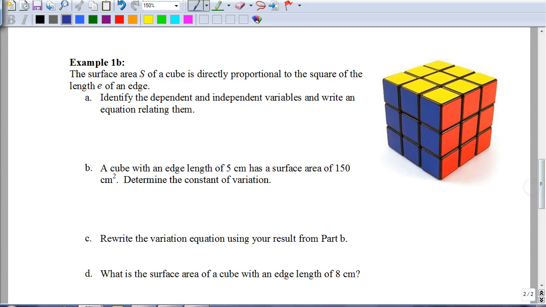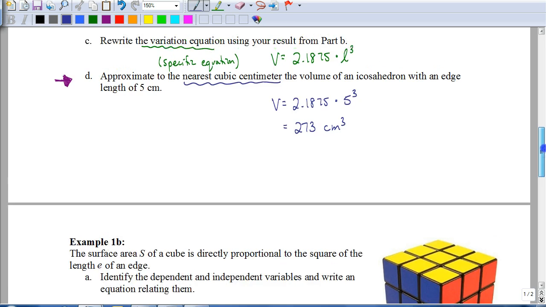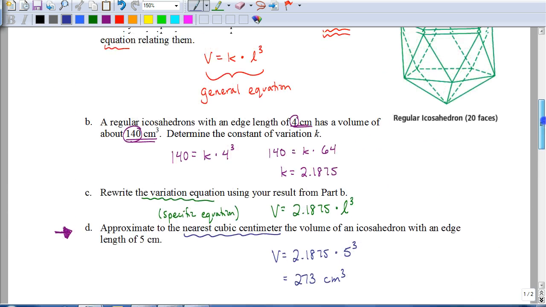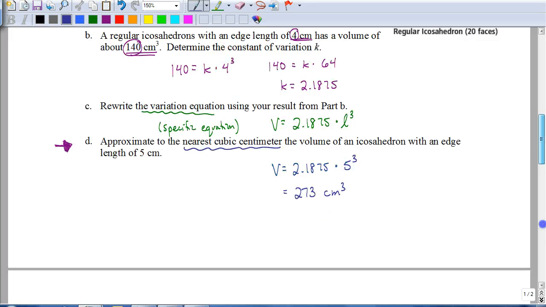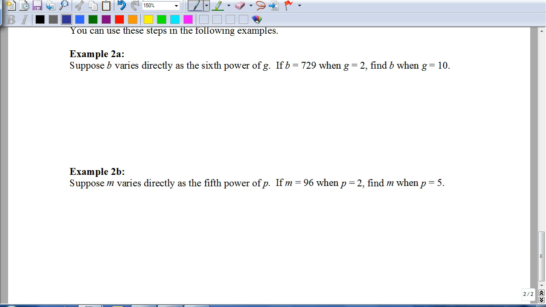We're going to look at another example, but again, I want to show you, so this took us through in baby steps. Our goal is to figure out the volume when we knew the edge length was going to be 5. Let's look at the last problems.